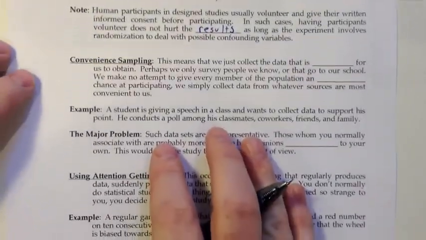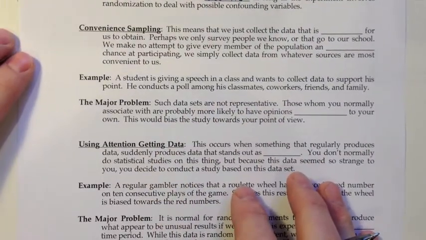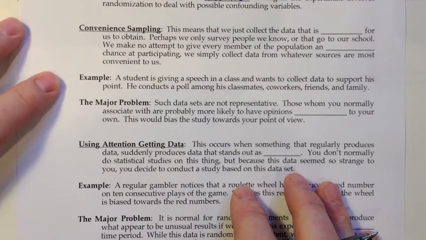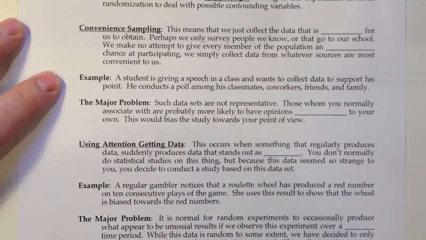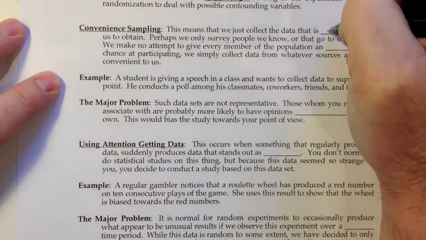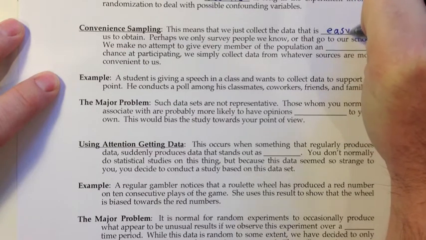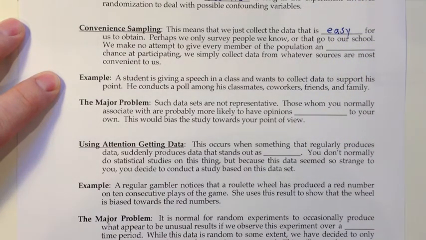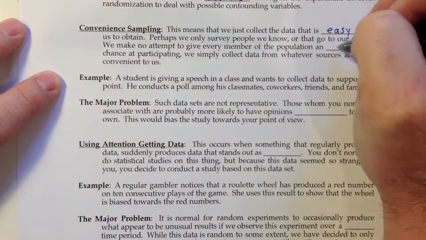Alright, our next example or type of problematic sampling is convenience sampling, and this means that we just collect data that is easy for us to obtain. Perhaps we only survey people we know or that go to our school. We make no attempt to give every member of the population an equal chance at participating. We simply collect data from whatever sources are most convenient to us.